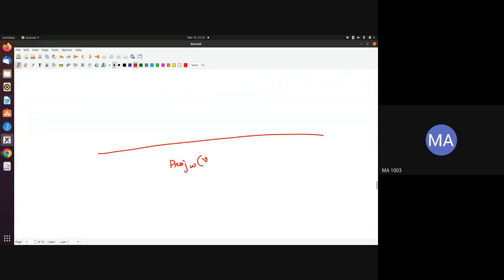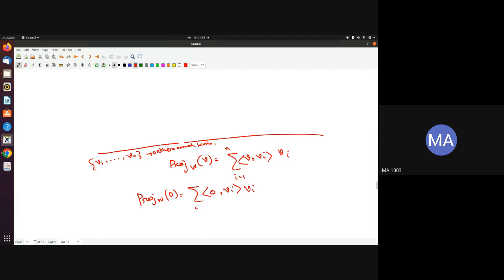The projection onto W is the sum over i equal to 1 to n of the inner product of v with vi, times vi. And v1 to vn is an orthonormal basis. So what is the projection of 0? It is the sum of the inner product of 0 with vi, times vi. And what is that? 0, because all these inner products are 0, and the sum of those is 0.